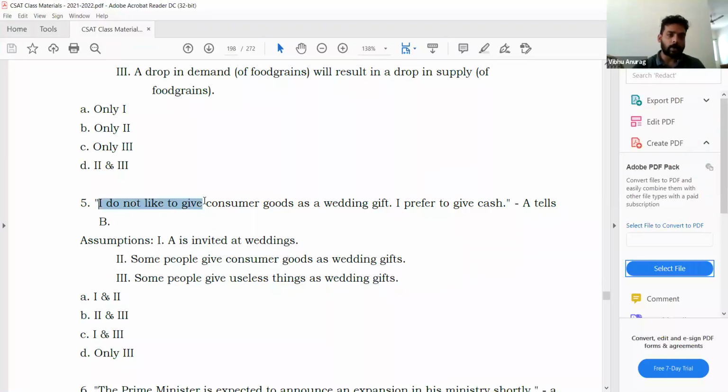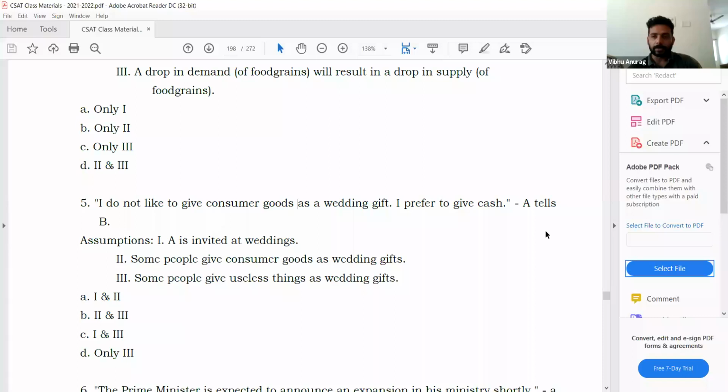He has said, I do not like to give consumer goods as a wedding gift. Okay, so he doesn't like to give consumer goods as a wedding gift. I prefer to give cash. So instead of giving consumer goods, he likes to give cash. So he's talking about giving a wedding gift, and in the present tense, I do not like. So, currently. So what does he believe? He believes he's invited at weddings. That's why he's talking about giving wedding gifts.